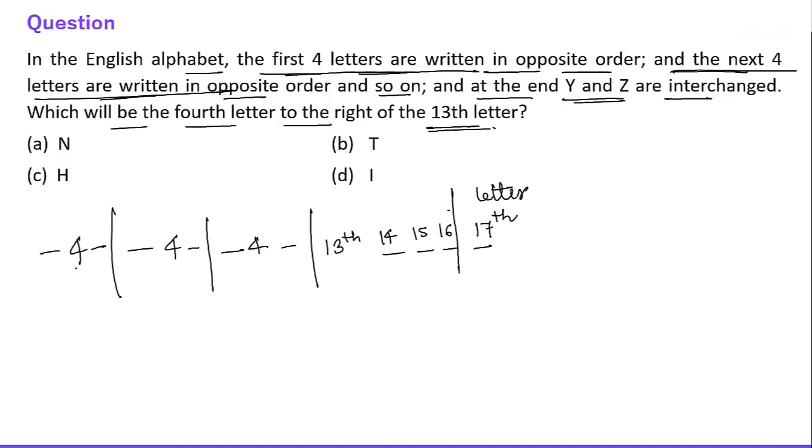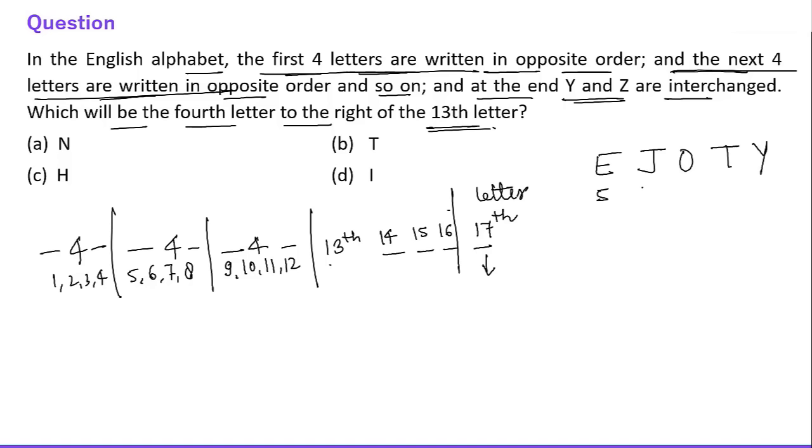So first 4, 1, 2, 3, 4, then 5, 6, 7, 8, then 9, 10, 11, 12, then 13, 14, 15, 16, and then 17. So they are written in opposite order. We need to find the 17th letter. We know the coding is E, J, O, T: this is the 5th alphabet, this is the 10th, this is the 15th, this is the 20th, and this is the 25th. So O is the 15th, right?